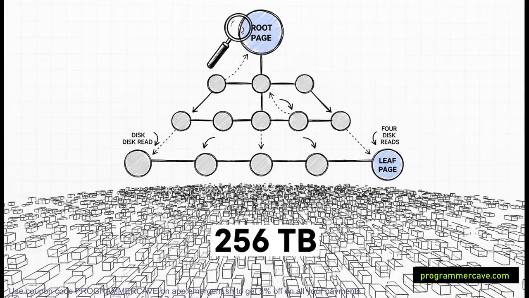The magic here is just how incredibly shallow these trees are. Get this, a B tree that's only 4 levels deep can index a whopping 256 terabytes of data. That means you can find any key with, at most, 4 disk reads. That is predictably, consistently fast.